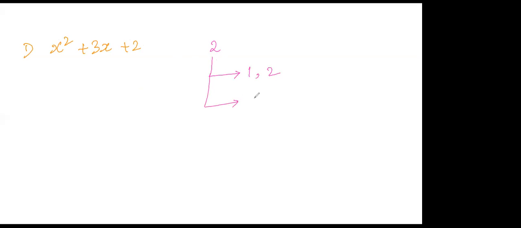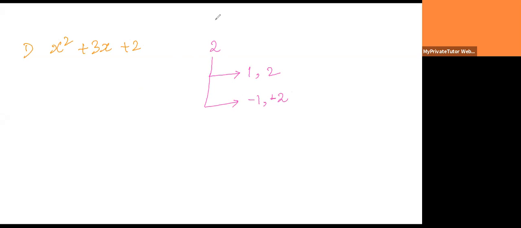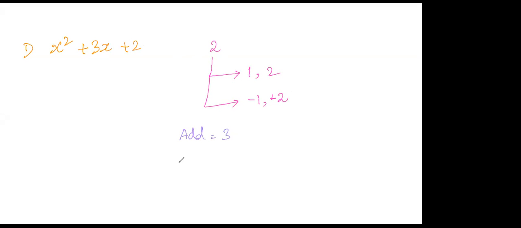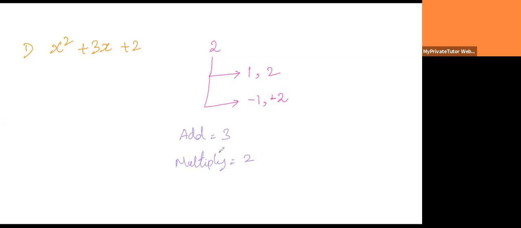Yeah, x square plus 3x plus 2. Mohammed, what are the two factors? 1, 2. Okay. And 4, 3. Yeah. Minus 1 and minus 2. Okay, so here, if you add it, it has to be 3. If you multiply, the answer has to be 2. So which are the two numbers?